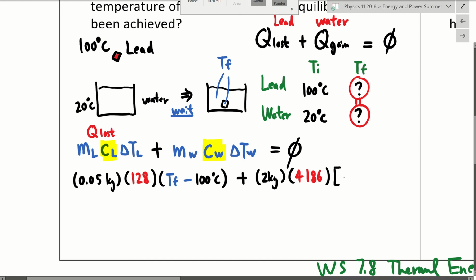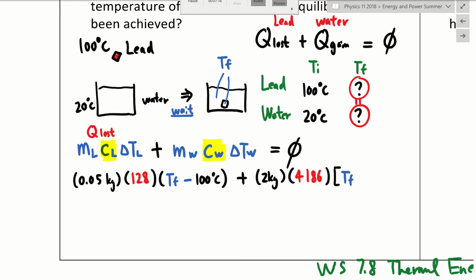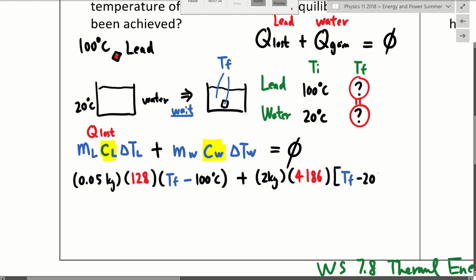Now, T final, I don't know the final temperature of water. I know it's something less than 100, right? I mean, think about it. What would be the final temperature? It should be somewhere between 20 and 100, because the lead is going to lose temperature and water is going to gain temperature. So somewhere in between they meet, but not exactly in between, unless you have two materials that are exactly the same. So 20 degrees Celsius is the initial temperature.